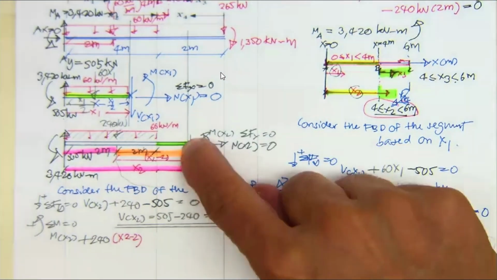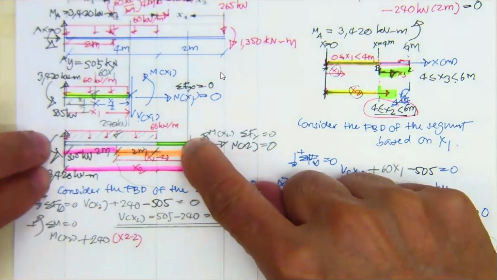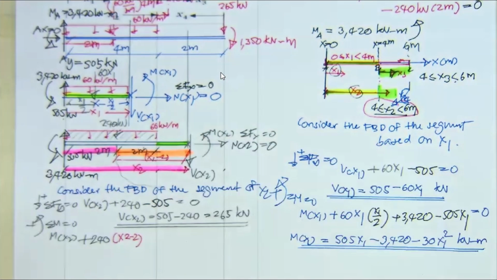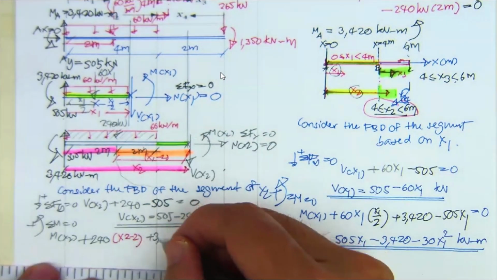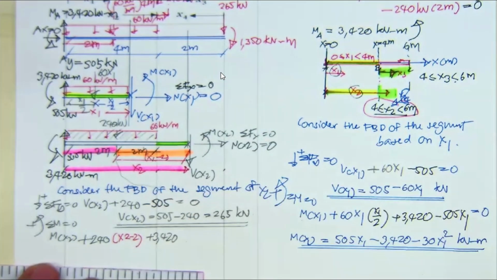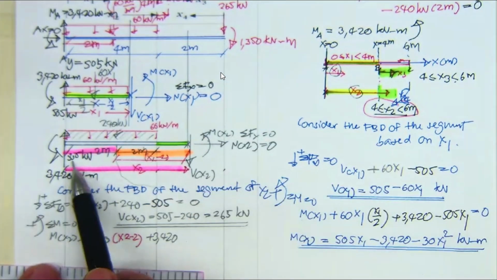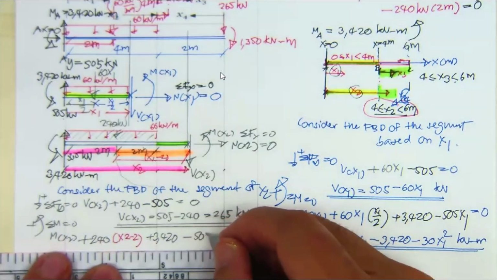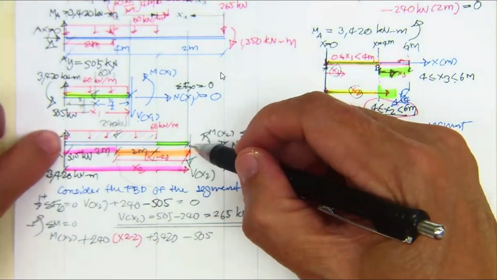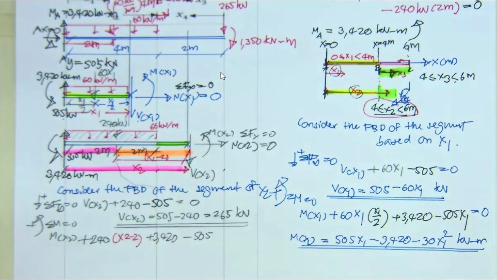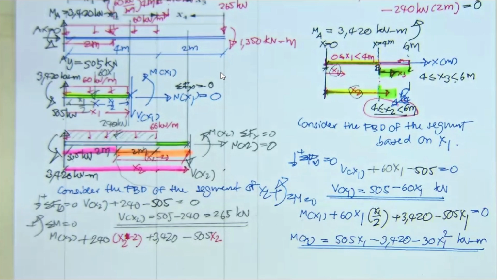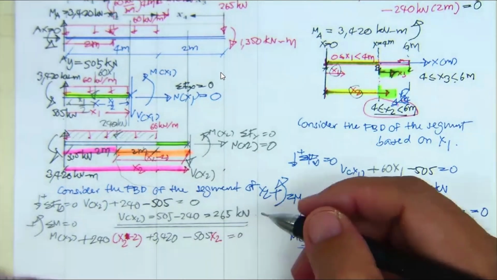Now, 3420 rotates in the same direction, so M sub x plus 3420. Then 505 in the opposite direction, minus 505. The moment arm is going to be x2. And then put everything to be 0.